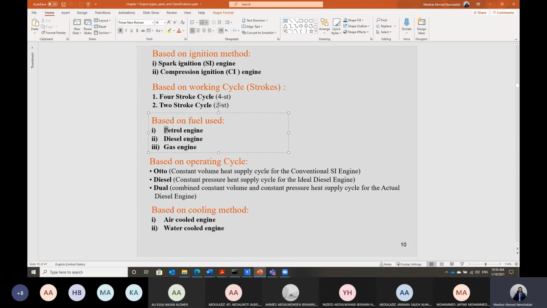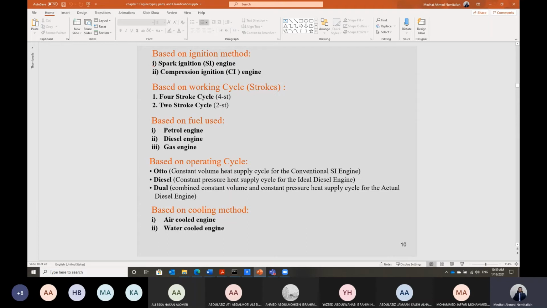We call it a petrol engine or gasoline engine, or it can be a diesel engine, or in some cases a gas engine. Some engines, the internal combustion engine or the engine of your car, can be modified to work on gaseous fuel like natural gas or hydrogen. In this case, we can call it a gas engine because the fuel is gaseous. Also, engines can be classified based on the operating cycle.